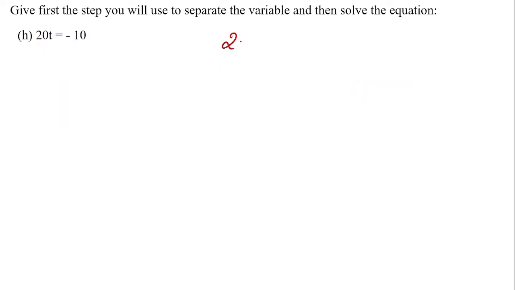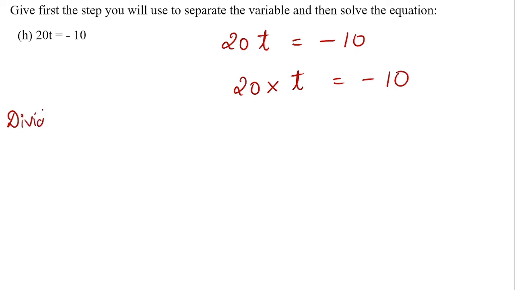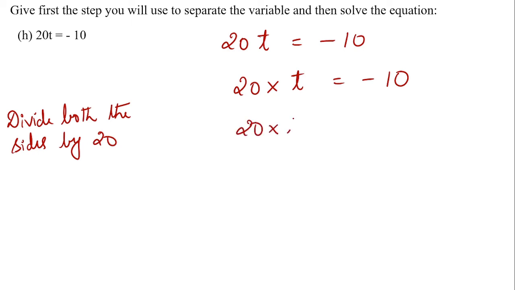So the next one is 20t is equal to minus 10. 20t is 20 into t is equal to minus 10. So if it is multiplication, what will you do? Divide. Divide both the sides of the equation by 20. So this will be 20 into t divided by 20 is equal to minus 10 divided by 20.